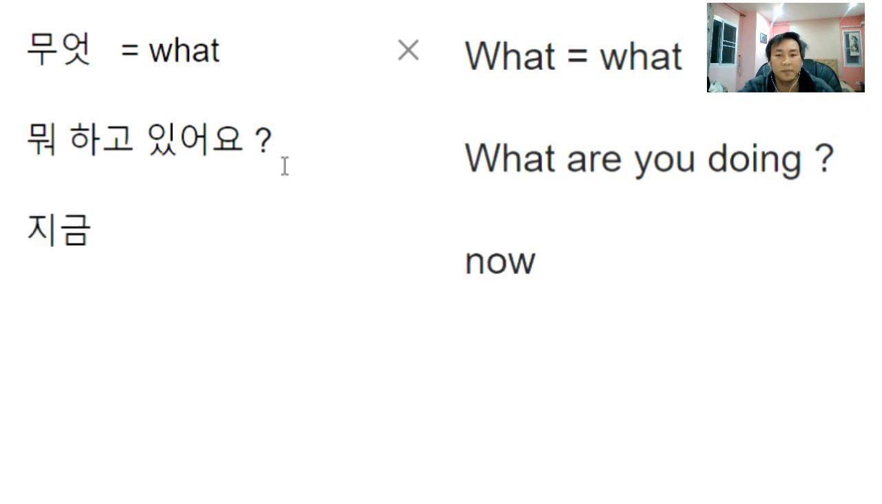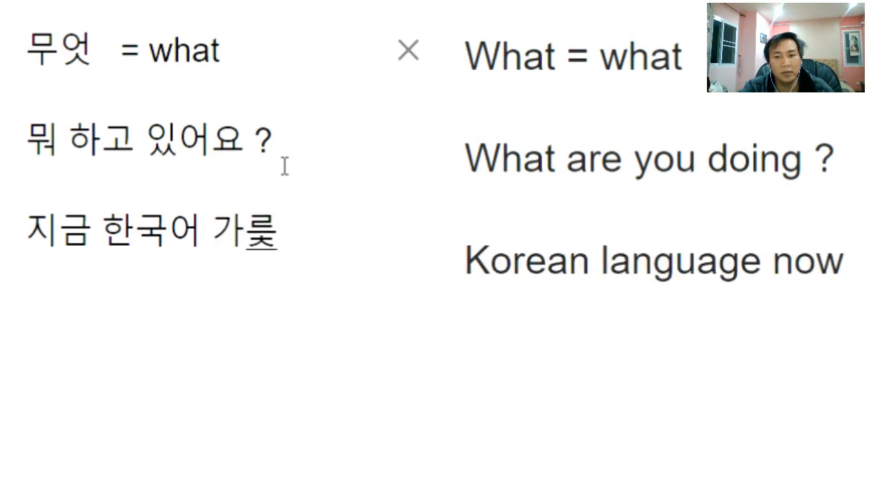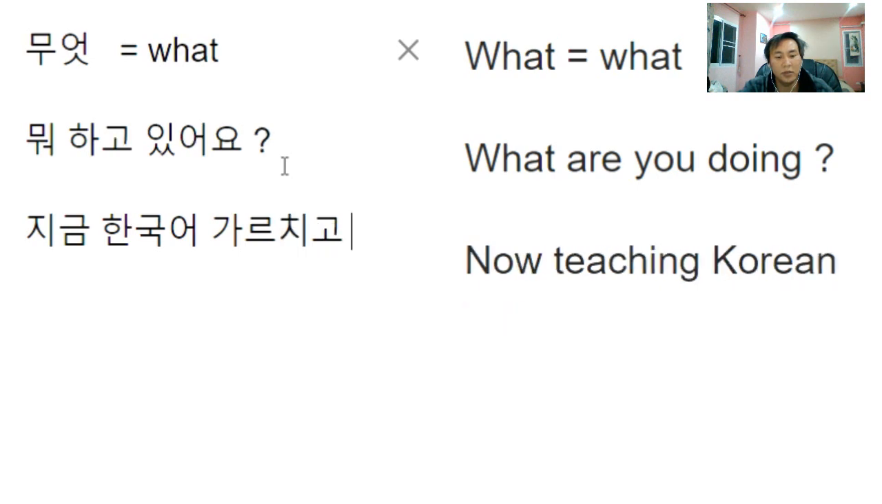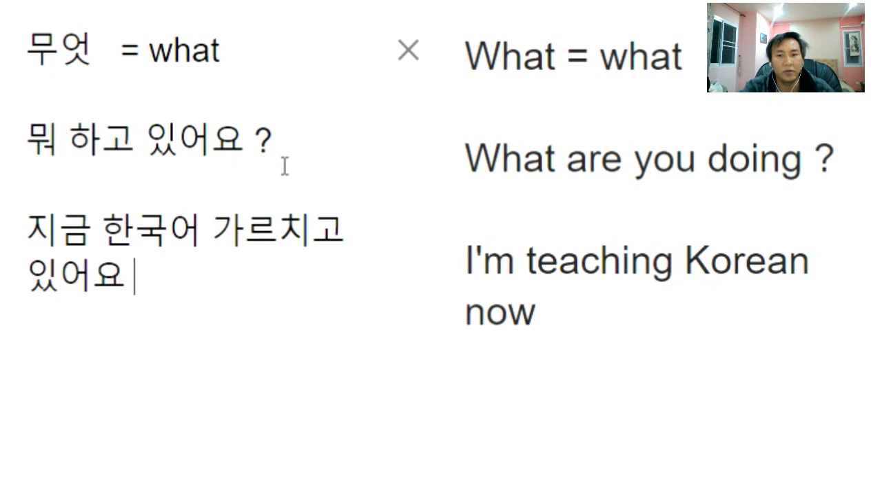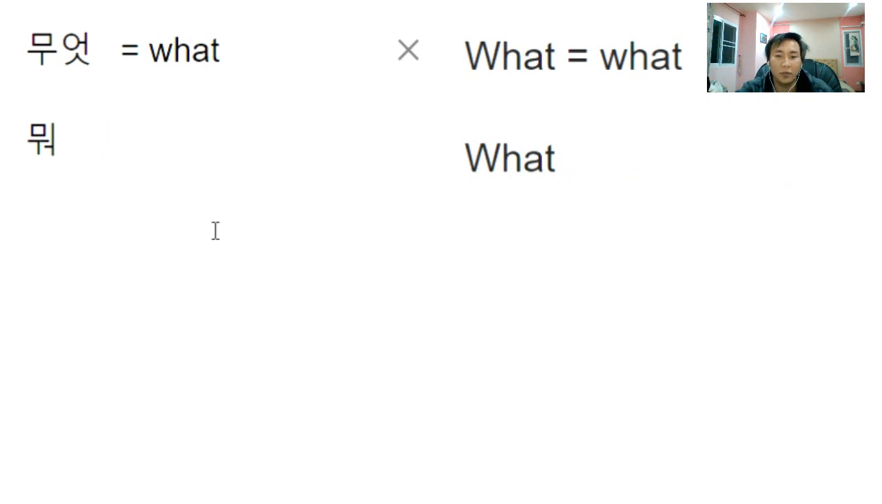지금 한국어 가르치고 있어요. 지금 한국어 가르치고 있어요. I am teaching Korean now. Okay, so let's see more examples.